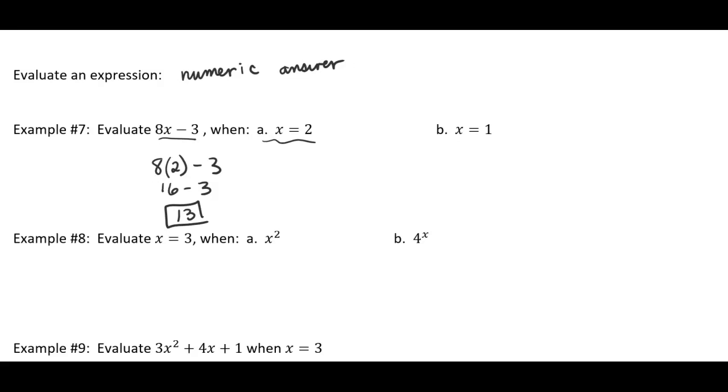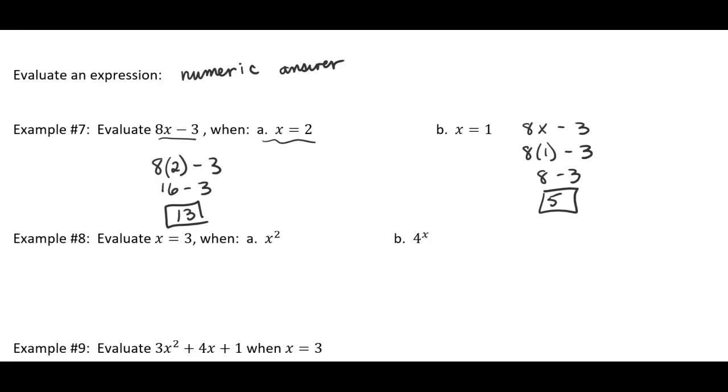All right, now they want us to evaluate the expression 8x minus 3 still, same expression, but now x equals 1. This is part B. So 8 times 1 minus 3. You're replacing x with a different value this time, but you do what you're told, and in part B they tell us x equals 1. So we have 8 minus 3, which is 5.